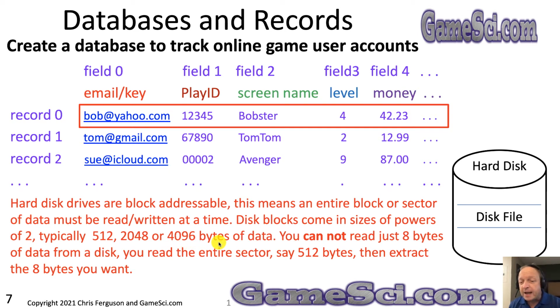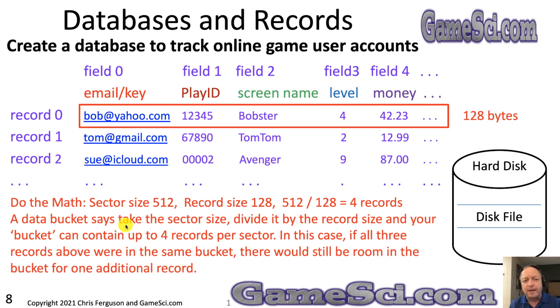Now, you cannot just read 8 bytes of data from a disk. If I just wanted to read bob@yahoo.com off a disk drive, it is not going to read just that. It's going to read a whole block of data off the disk drive. So understanding the size of that block is important for how you format data in your disk files. You want to nicely format your records inside of the disk blocks. Let's say a disk sector is 512 bytes long. You have to read all 512 bytes and then extract the 8 bytes you'd like. So it's important for efficiency, for speedy access to the disk drive, to read entire disk sectors at a time.